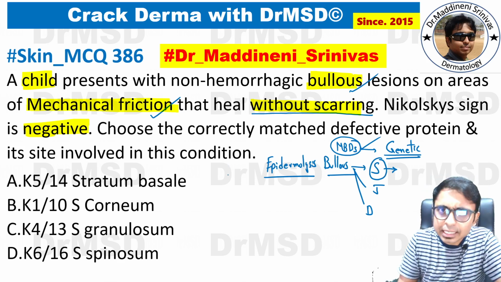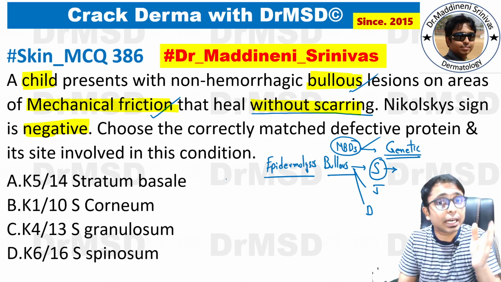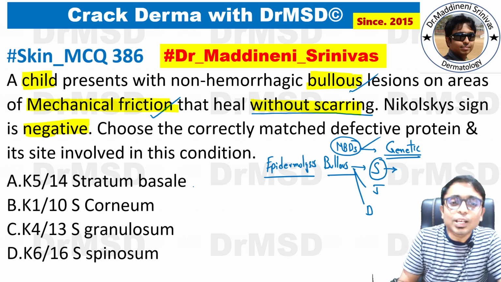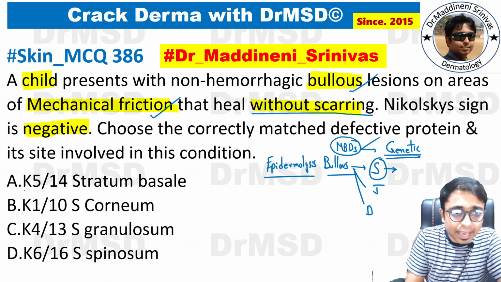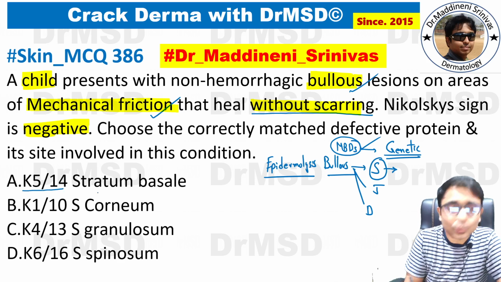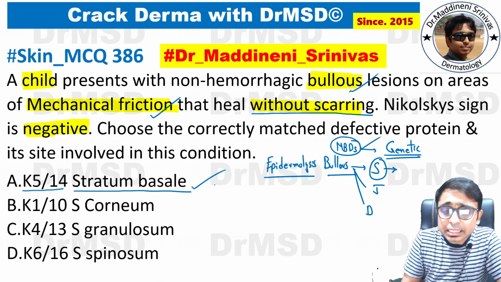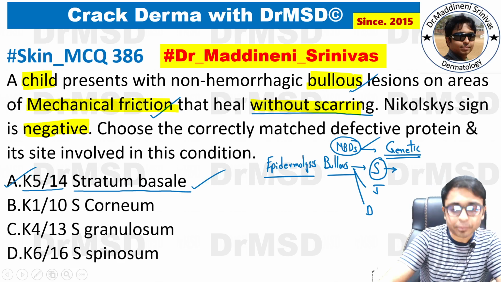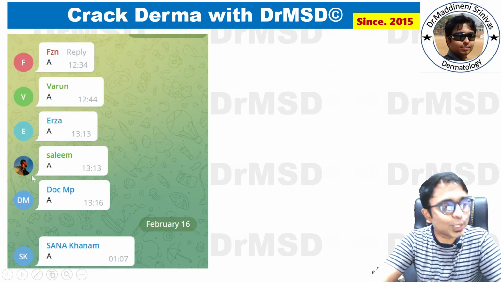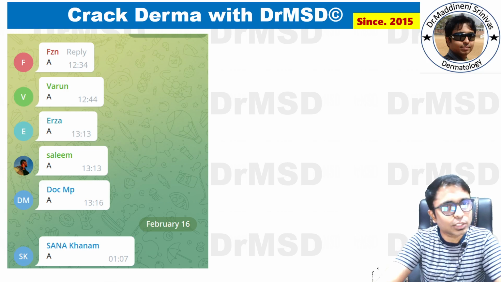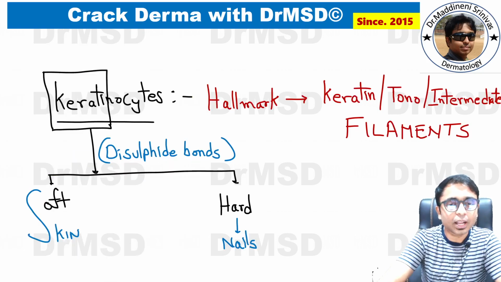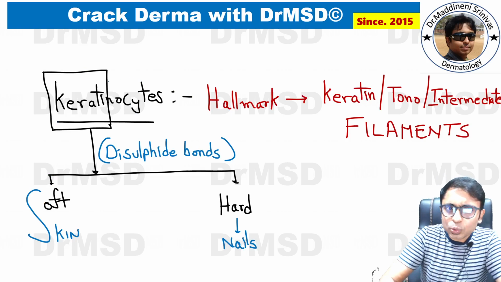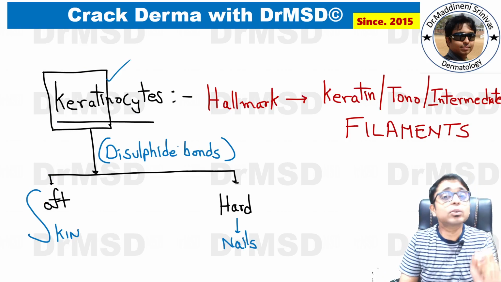After this, the only thing you should know is dependent upon memory. Among the given options, K5 and K14 are the proteins, and stratum basale is the site where there is a genetic defect of keratin 5 and 14. So the answer is option A. Almost all the students have marked the right answer for this question, and I am very happy for this.